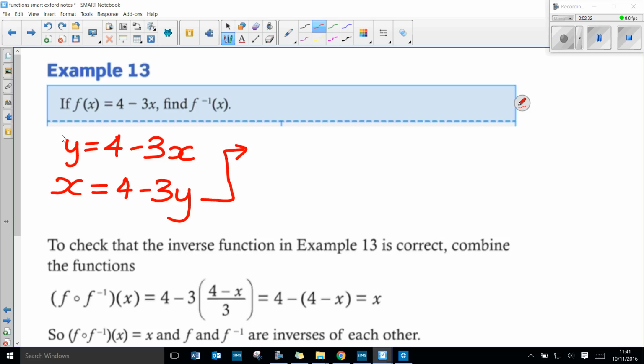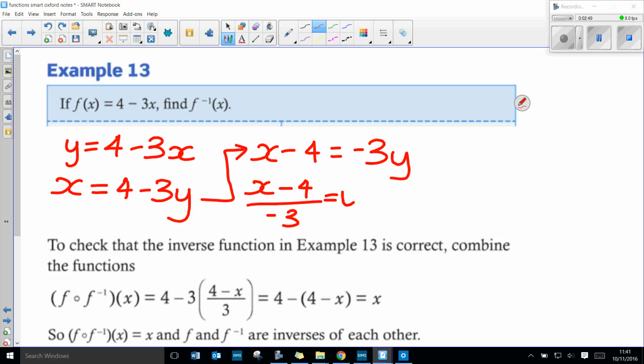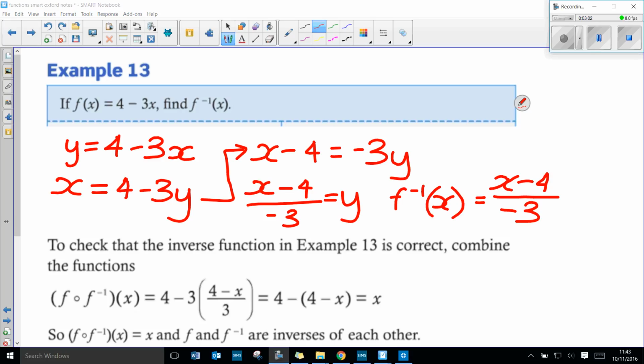So we would have to bring 4 over to the other side. So we have x minus 4 equals negative 3y. To get y by itself, we would divide by negative 3. So we'd have (x minus 4) divided by negative 3 equals y. And therefore, f inverse of x equals (x minus 4) divided by negative 3, which is the same as saying (negative x plus 4) divided by 3.